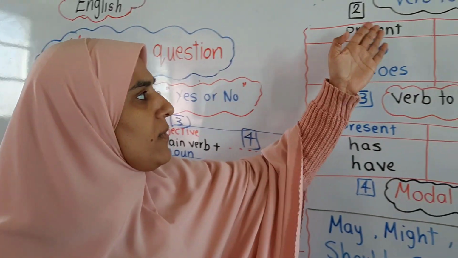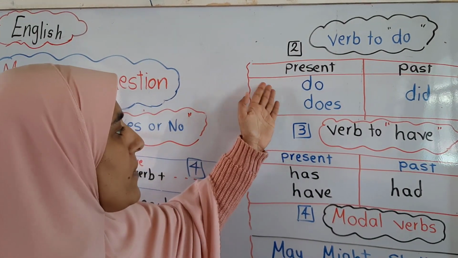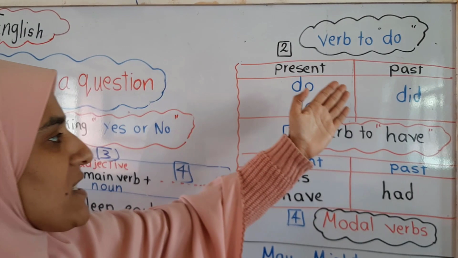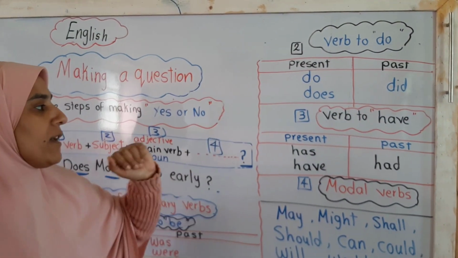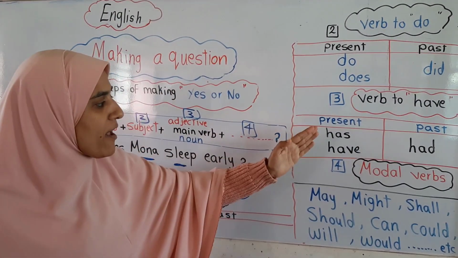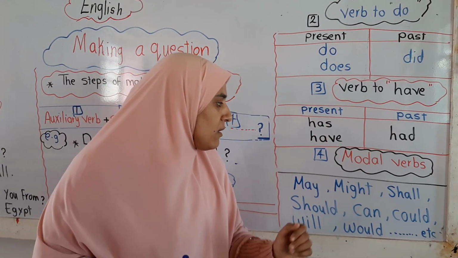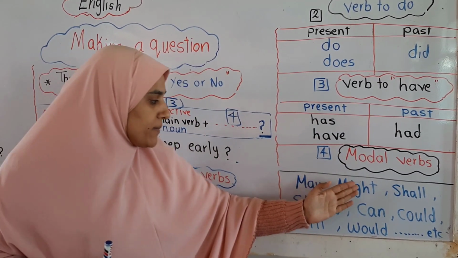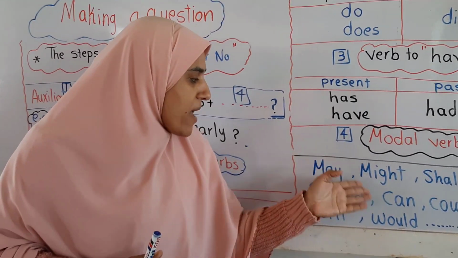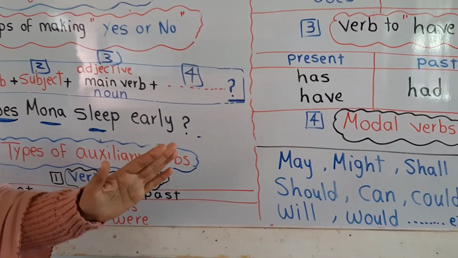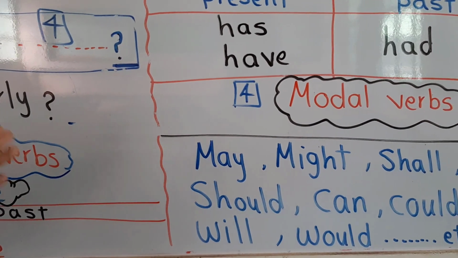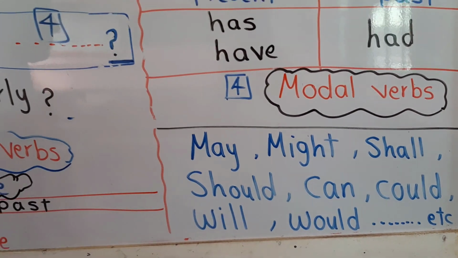Number two, verb to do. In the present form, do and does. In the past form, did. Number three, verb to have. Verb to have in the present form, has and have. In the past form, had. Number four, modal verbs, like may, might, shall, should, can, could, will, would, and so on.